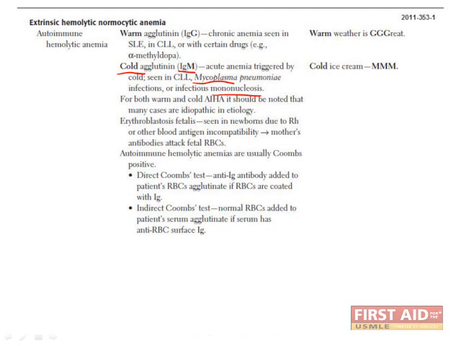Erythroblastosis fetalis is seen with Rh incompatibility. The mother develops antibodies against the fetal red blood cells.